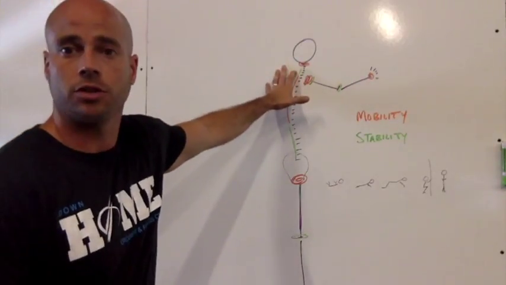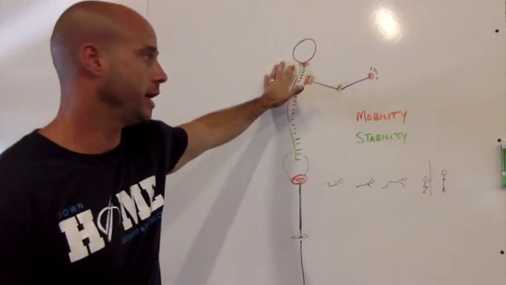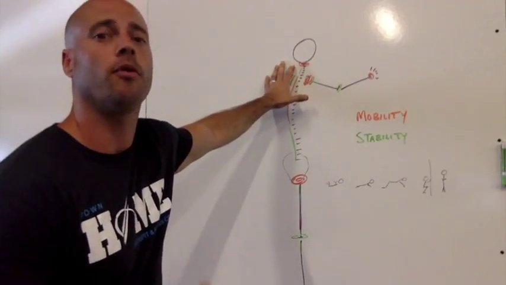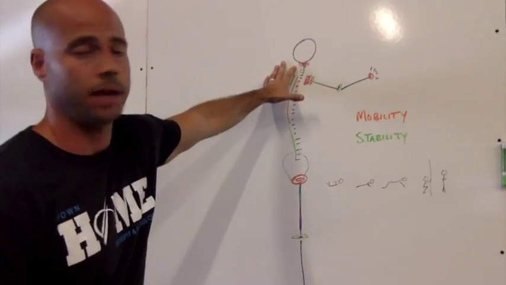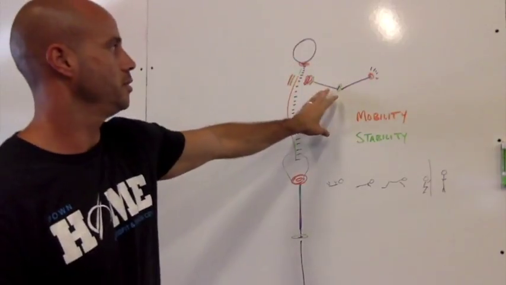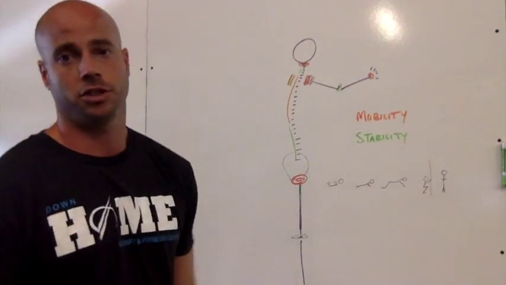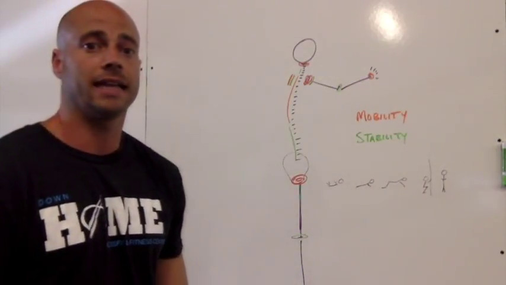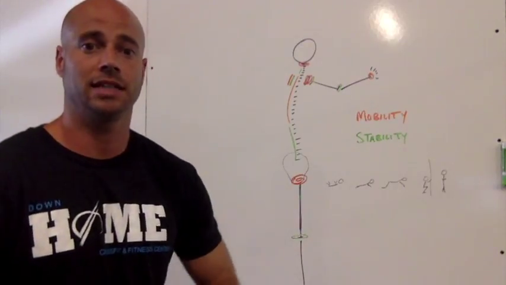So lower cervical should be fairly stable. Upper cervical should be fairly mobile. When you turn your head, a lot of that motion should come from the upper couple of cervical vertebrae, not the whole thing. And then moving into the arm, the elbow should be good and stable, and the wrist should be good and mobile. That basically is your mobility to stability continuum.